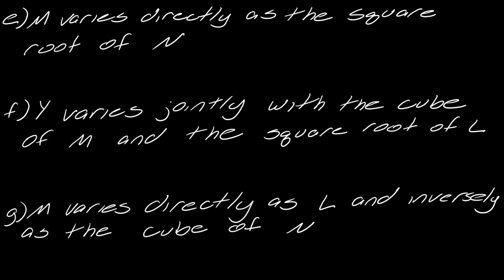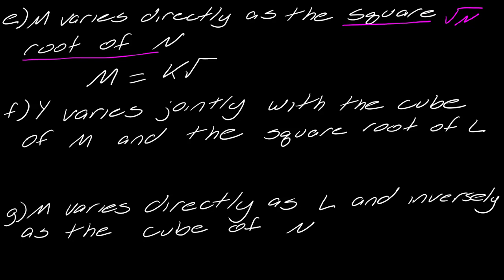Okay, so I have just three more. So once again, pause the video and try these three and make sure you have this idea down. Okay, so now I have M varies directly as the square root of N. So that's different from the square, right? Now I'm literally taking the square root here. So M varies directly, so M equals K, and then directly means multiply by the square root of N. So there would be my expression there.